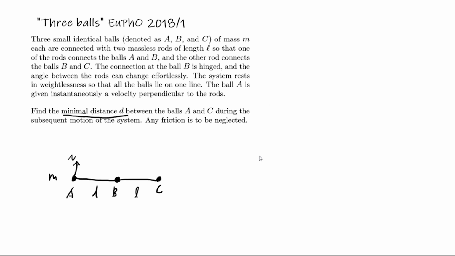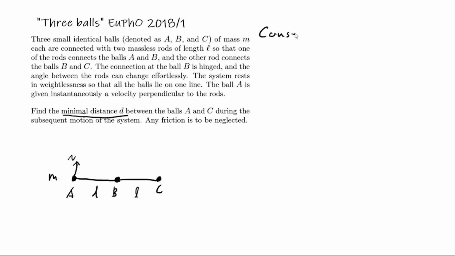So that's some state farther along in the motion, right? And that means we can kind of ignore the actual motion. The way we do that is by utilizing conservation laws. Let's think about what's conserved in this system here. Well, we have that the rods can change effortlessly. That essentially means that it's frictionless.